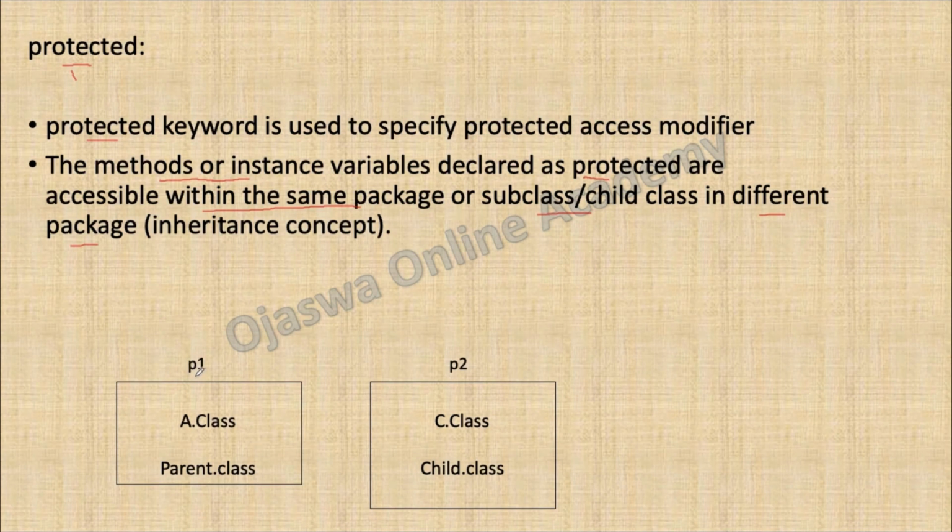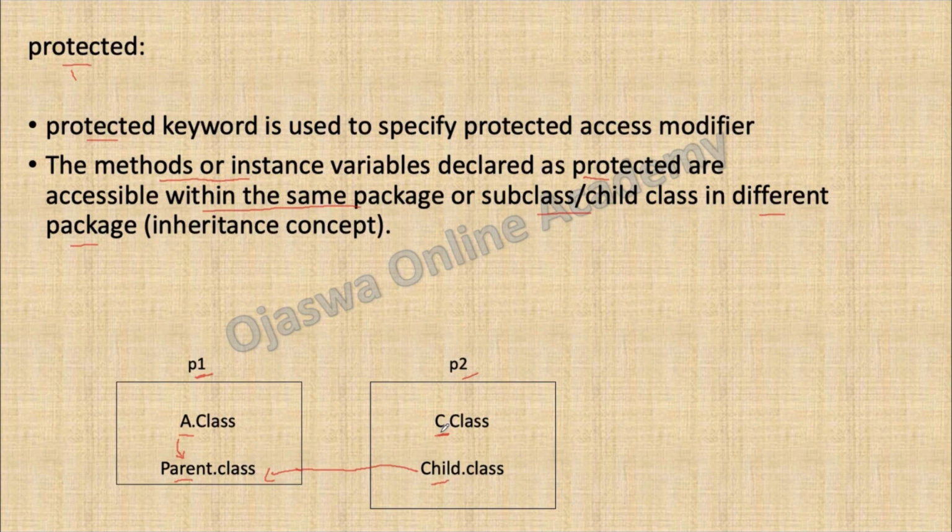So for example, you have package P1 and inside package P1 you have class named A and class named parent. That is package P2, and inside package P2 you have class named C and class named child. Now class A can access all the protected members of class parent, and class child, which is the child class of parent class, can access all the protected members of class parent. But class C cannot access the protected members of class parent.